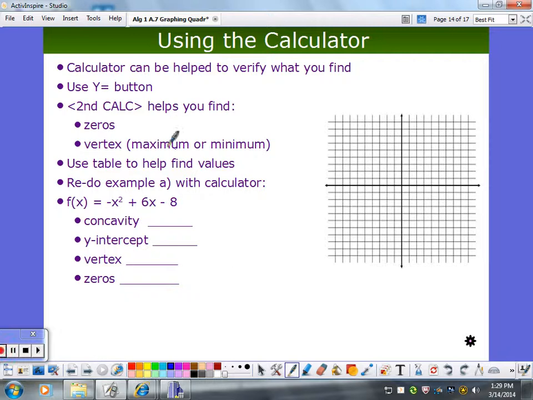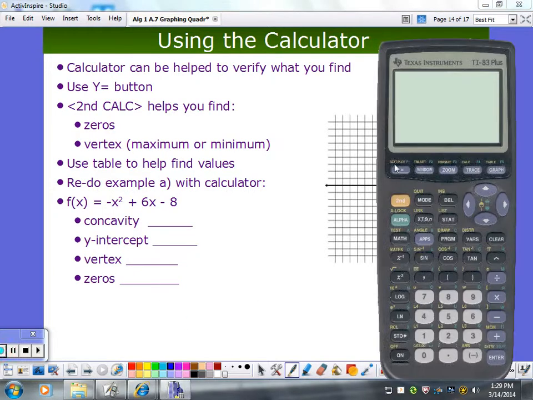Let's do the calculator one more time. We kind of did this one, but let's say I gave you this problem, and you just want to use the calculator to get all these values. So you go to y equals, first you turn it on, and you plug in negative x squared plus 6x minus 8. Here's the problem. Graph it on the calculator.